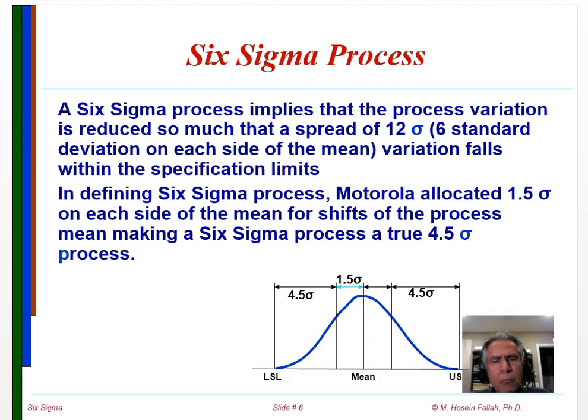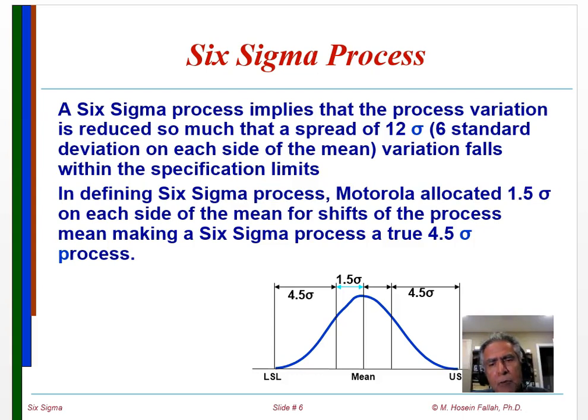So what is a Six Sigma process? A Six Sigma process implies that the process variation has been reduced so much that a spread of 12 standard deviations, 6 standard deviations on each side of the mean, falls within the range of the specification limit. In other words, all output of the process is acceptable and meets the quality requirements.